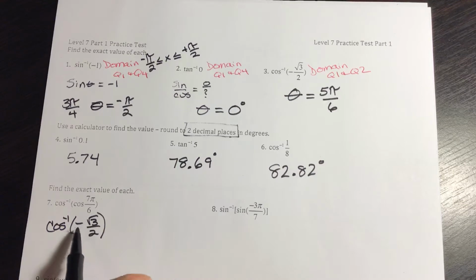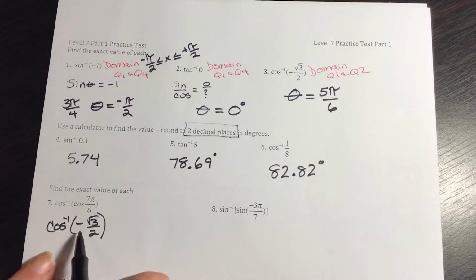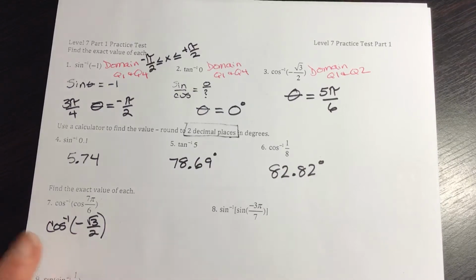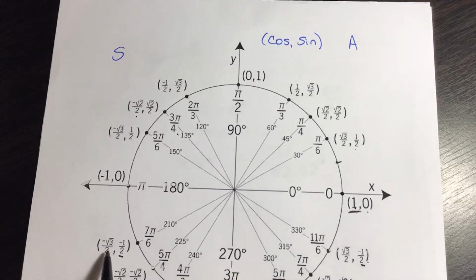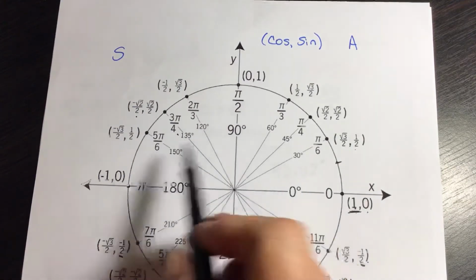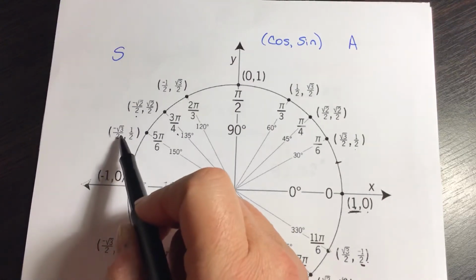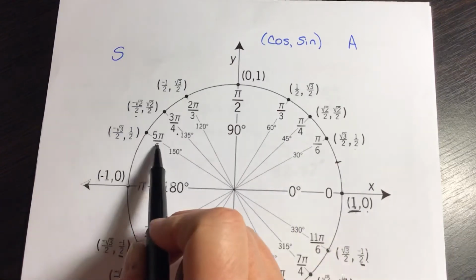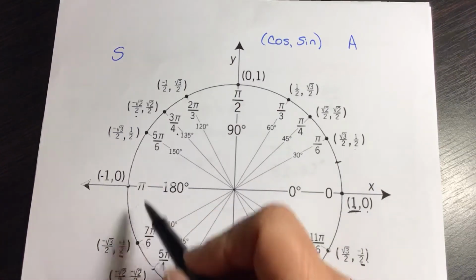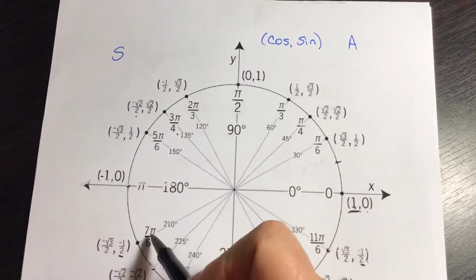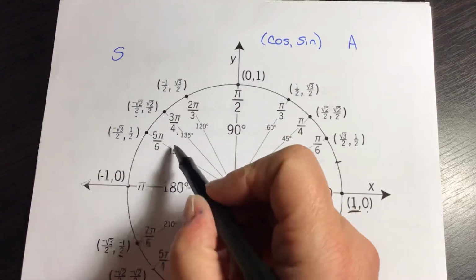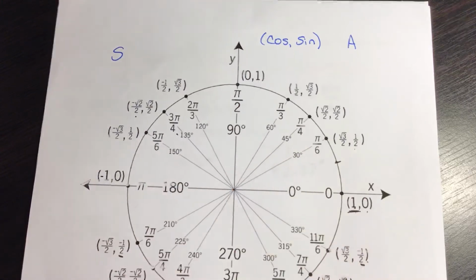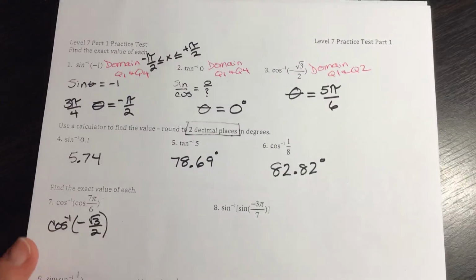So to find this angle, I'm going to look in quadrants 1 and 2 for the angle that has cosine of negative square root of 3 over 2. Originally it was here. But if I look up here, negative square root of 3 over 2, the angle that's in the domain is going to be 5 pi over 6, which is just the reflection of 7 pi over 6 over the x-axis. So 5 pi over 6 is the angle that's in the domain.